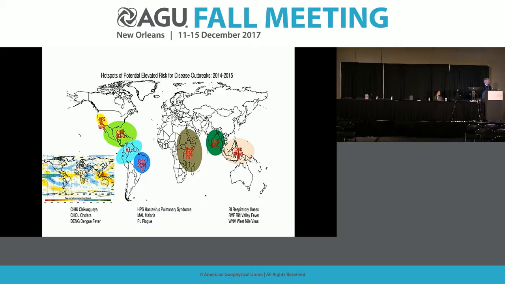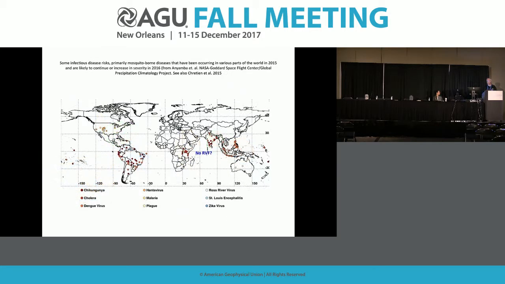These are the diseases shown here at the bottom that we thought would likely occur based on the linkages that had been discovered. And this is actually what did happen. These are cases of chikungunya happening in various places. We were very accurate in all of these diseases, with one exception. Zika came into South America. We didn't anticipate that, but I'll talk about that in just a second.